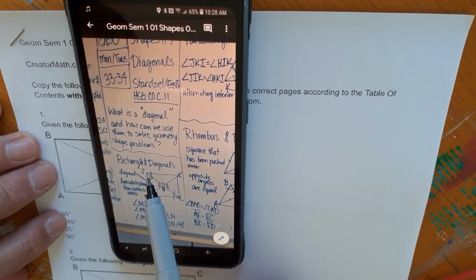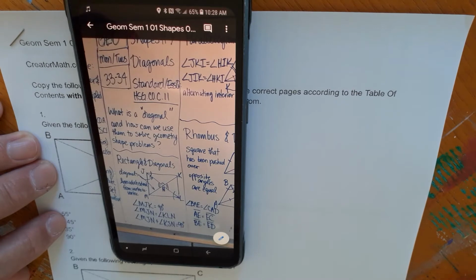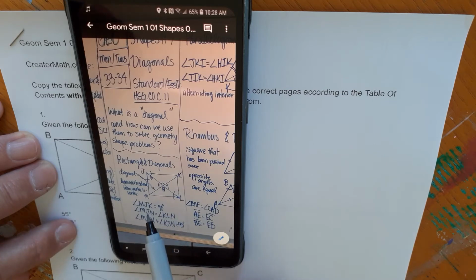So this angle right here, KJN, that looks like an N, is equal to MLN. This angle is equal to this one because of alternate interior angles. So we'll find out more about that name, but for now just know that in a rectangle with diagonals, those two angles are equal. So MJK, this one across here, is 90 degrees. MJN is equal to KLN. Okay, trace those out. That's interesting.